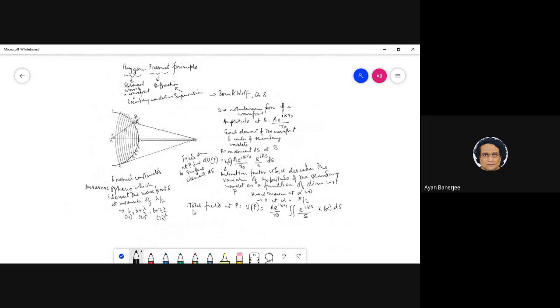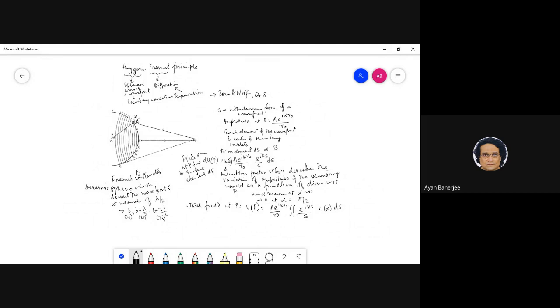So at B we get a contribution just from a single point, but at B plus lambda by 2, we get a contribution from a single zone, the region between Z1 and Z2. Yes, exactly. B corresponds to a certain zone. Here it will be Z4 or Z5 or something like that.